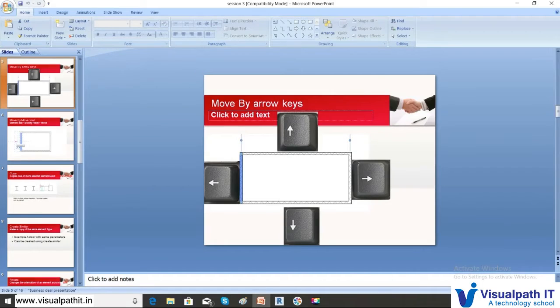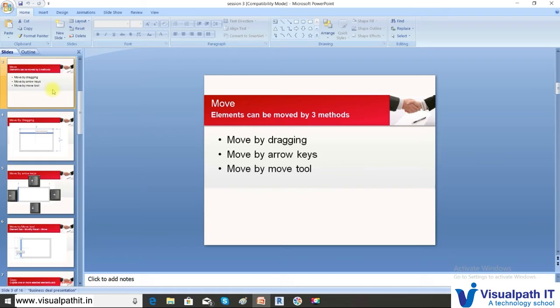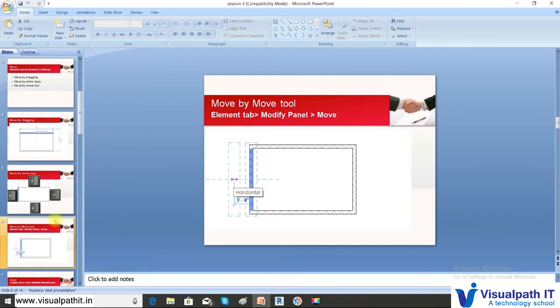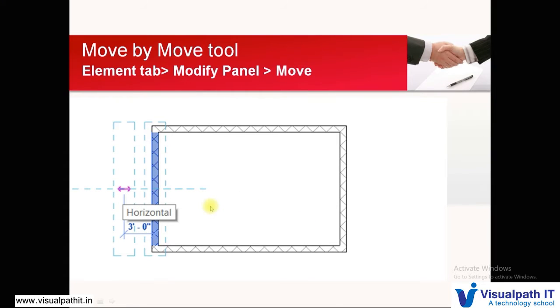The next is move by the move tool. You can use the move command from the modify tab, modify panel, where you can specify the distance by dragging the cursor or by typing a distance, say 3 foot, and then the object gets moved. It does not move exactly as in other tools, because it will get elongated, since the elements are attached to each other. So this is move.